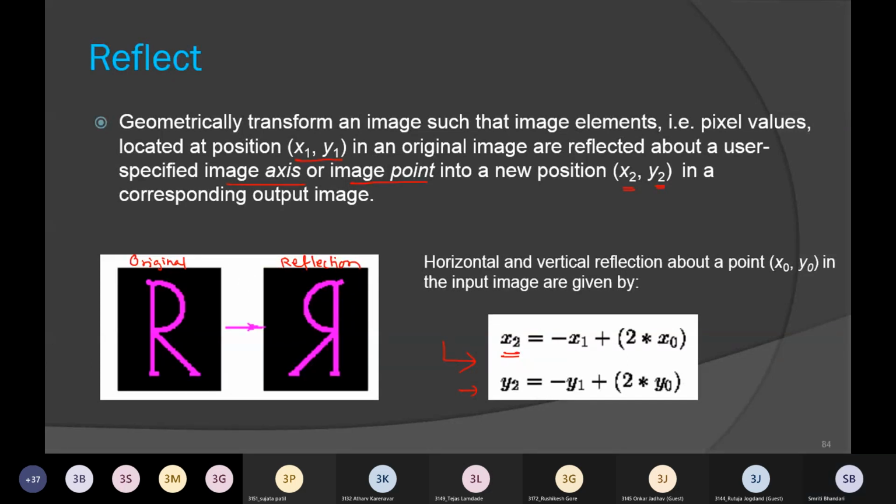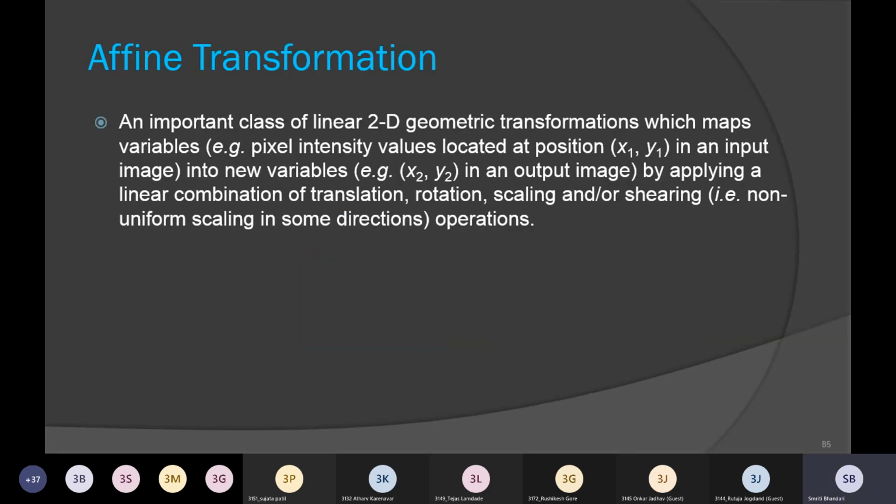So whatever you are looking at right now, it is vertical reflection. Is that okay? Yes, you may say this is a mirror image or flipping, correct? Affine transformation.